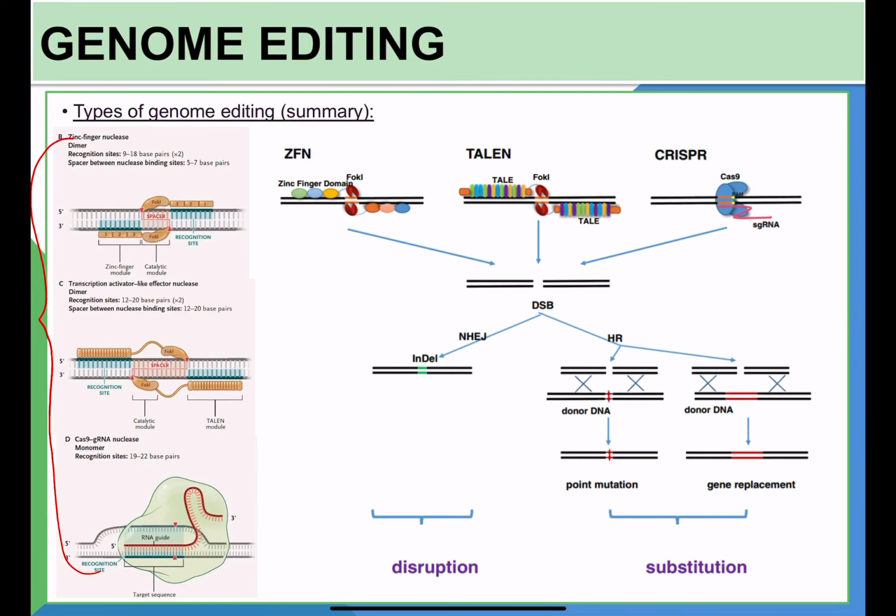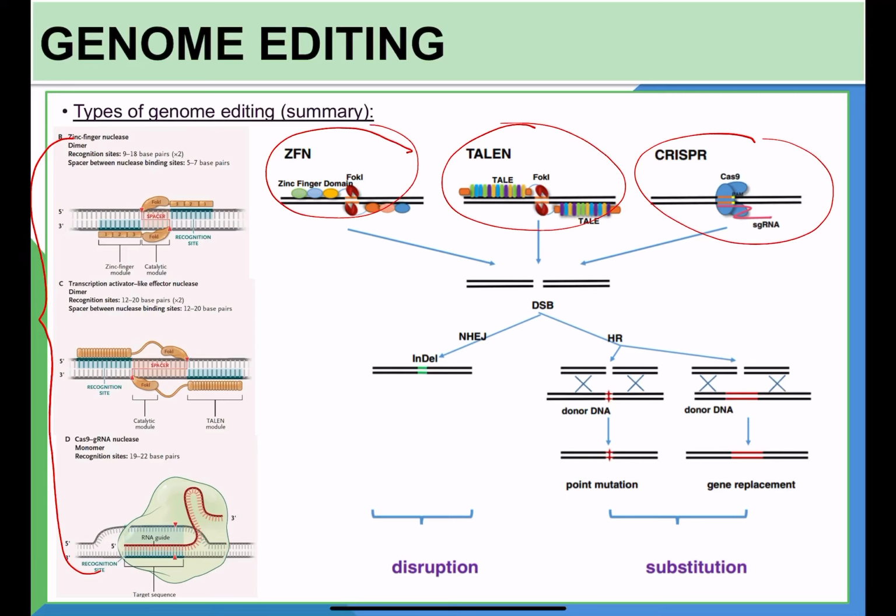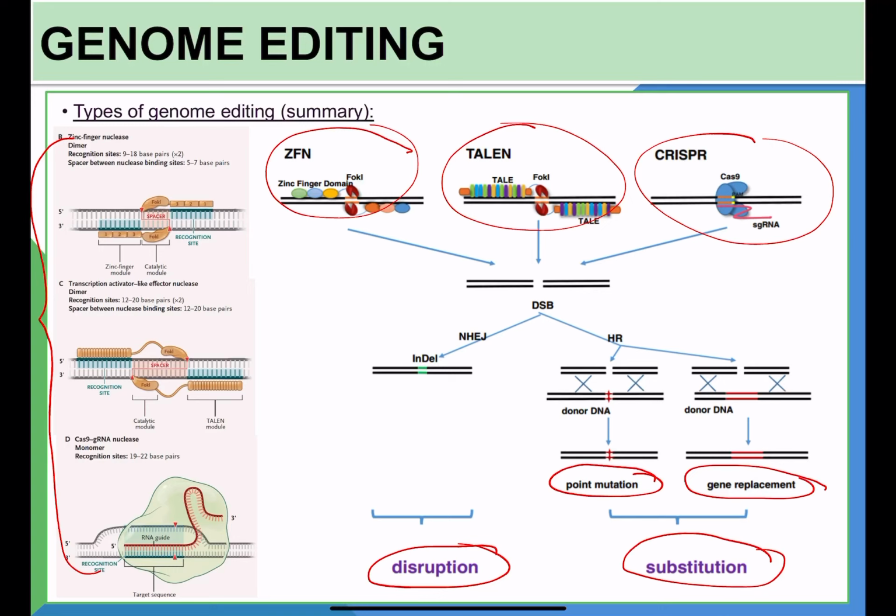Remember that after cutting with any of these three systems, either zinc finger, TALEN, or CRISPR-Cas9, we can either just disrupt the gene sequence and make it non-functional, or we can substitute with another sequence, one that can either introduce another mutation or replace the entire segment of the gene, such as a wild type version of the gene, so that we can swap out the mutated gene with the wild type version of the gene.